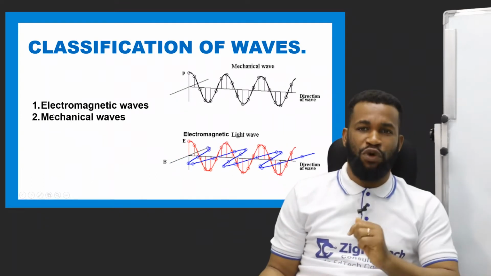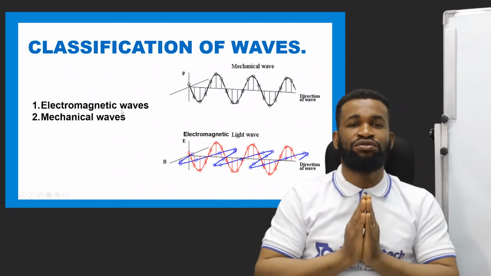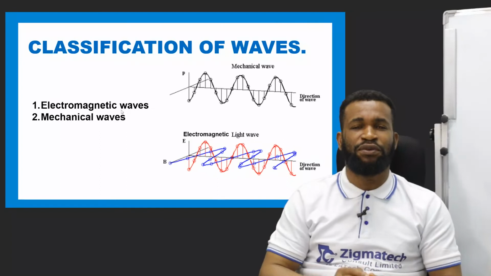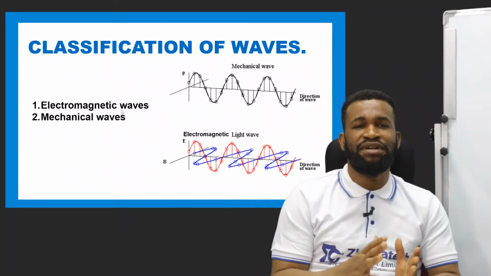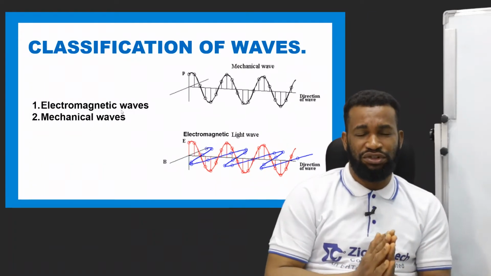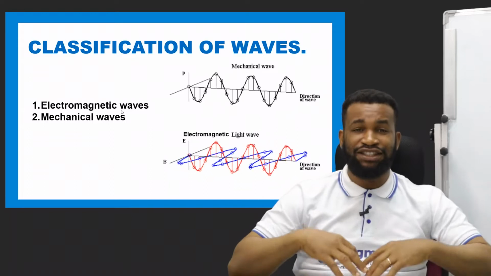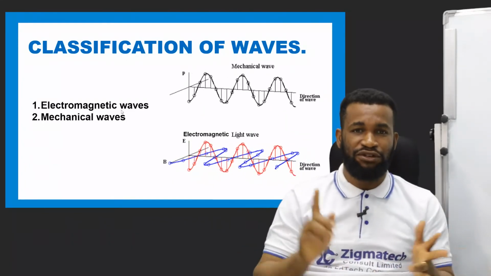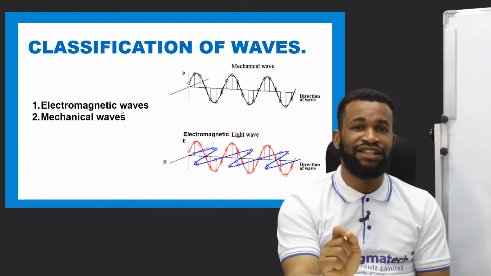Now, what is electromagnetic wave? Electromagnetic waves are those waves which do not require any material medium for their propagation. That means they don't need any medium or channel for them to start moving. For example, there are different kinds of electromagnetic wave, like the radio wave, the microwave, infrared, the light. The light you are seeing is a wave.